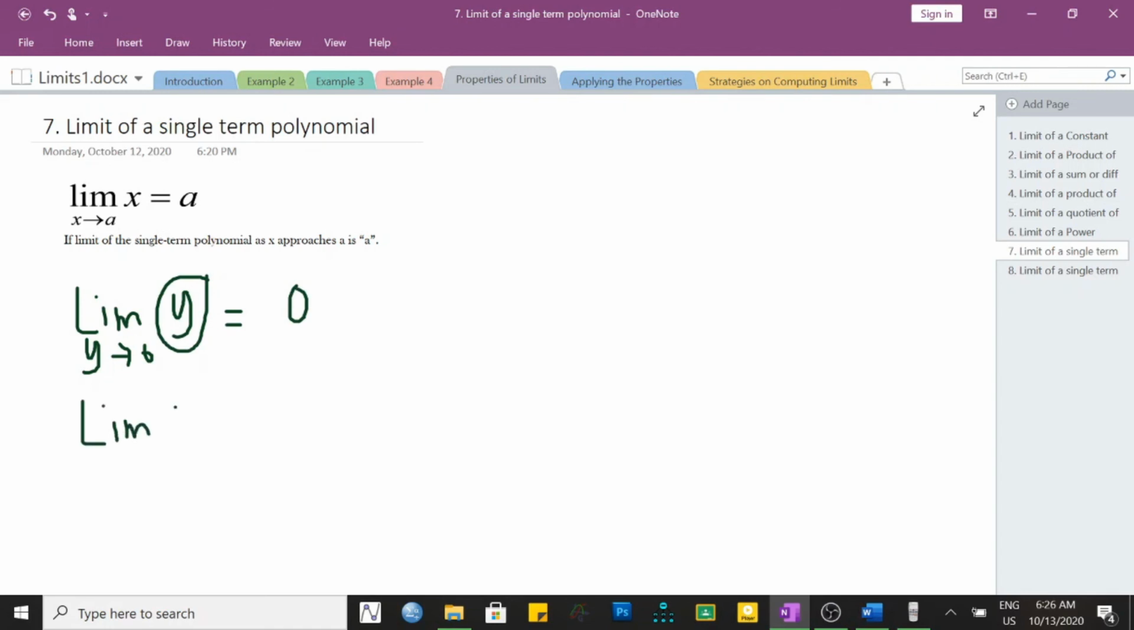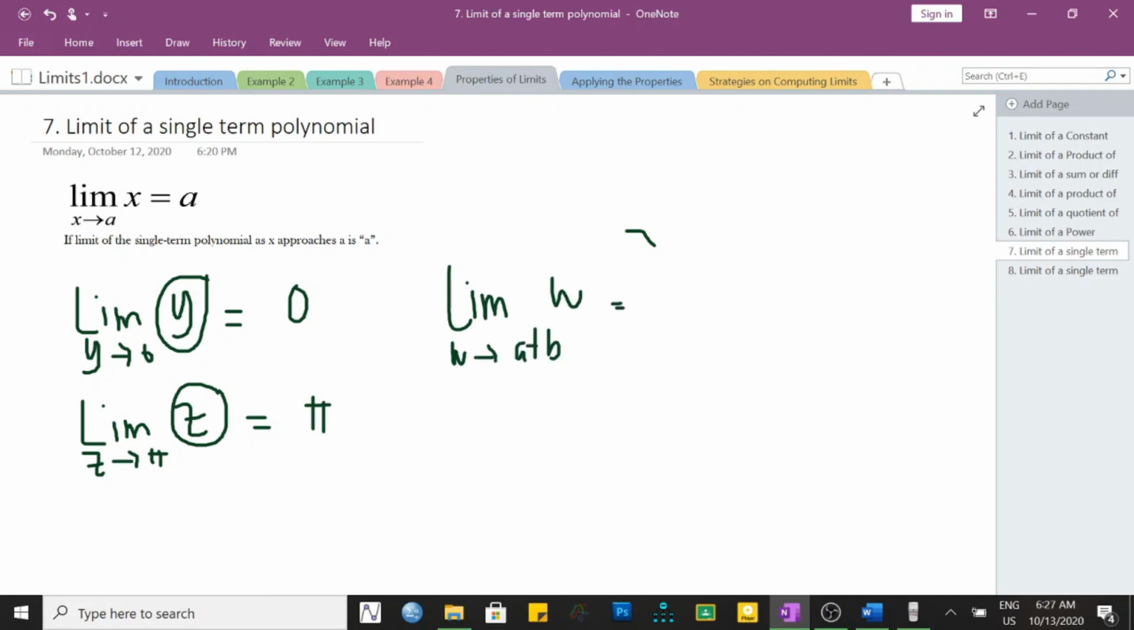Limit of z as z approaches pi, this is a single term polynomial, so that the answer is pi. Limit of w as w approaches a plus b, doesn't matter really, this is a single term polynomial. The answer is whatever w is approaching, so that is a plus b.